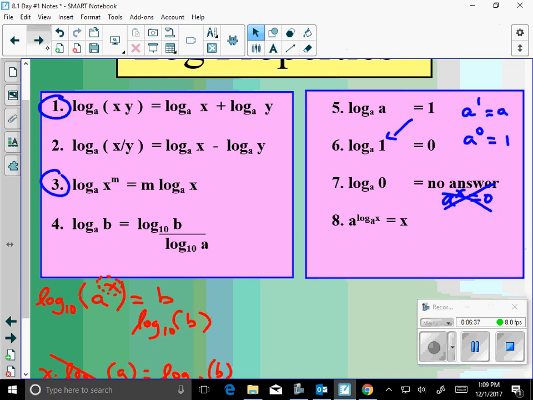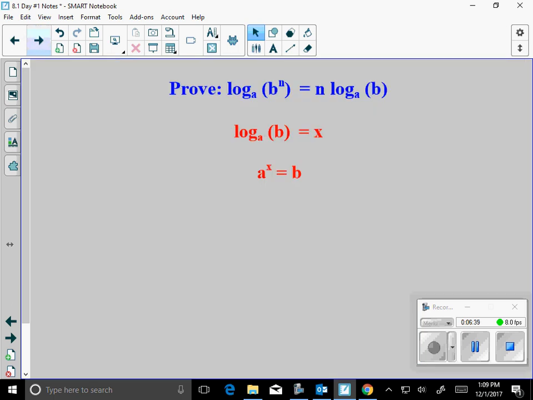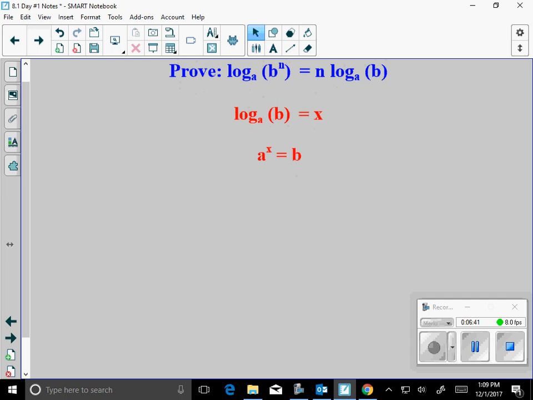All right, here comes the proof. This is where it gets awesome. I'm going to prove to you that I can bring the exponent from the argument out in front. So I'm going to set log base a of b equal to x. So naturally, I can then show that a to the x equals b from that, right? I've got a to the x power equals b. Okay, so now I'm going to prove this using my awesome glasses and some math knowledge. I'm going to take both of these to the n power.